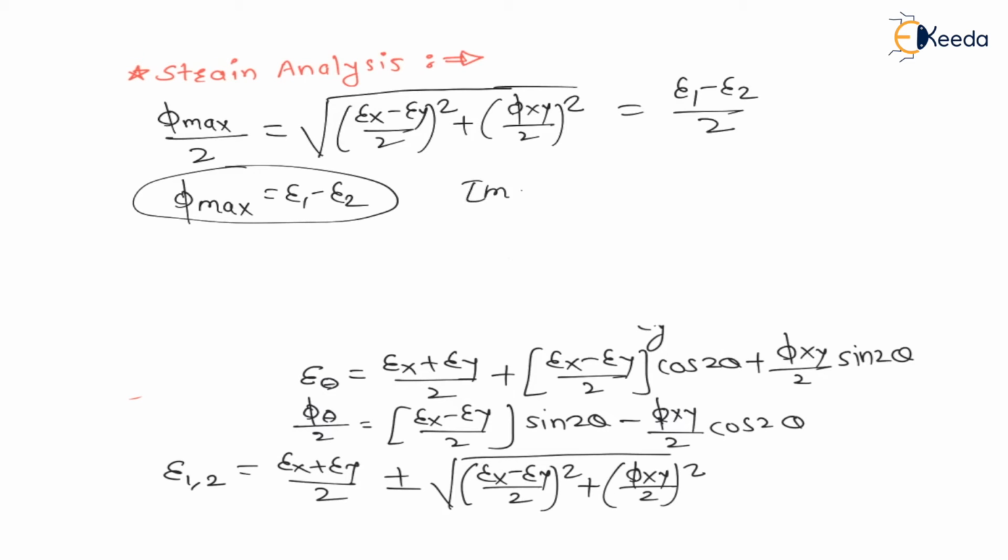Tau max, that is maximum shear stress, is nothing but sigma 1 minus sigma 2 by 2, and instead of tau max we have to write phi max by 2, right? Therefore phi max is equal to E1 minus E2. This is how we have to calculate maximum shear strain in the component.